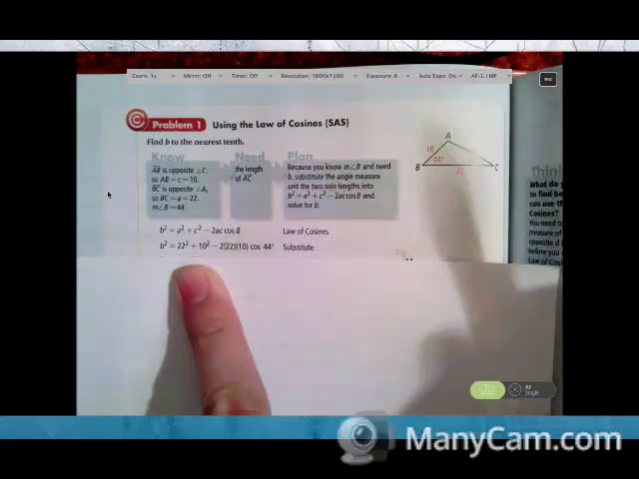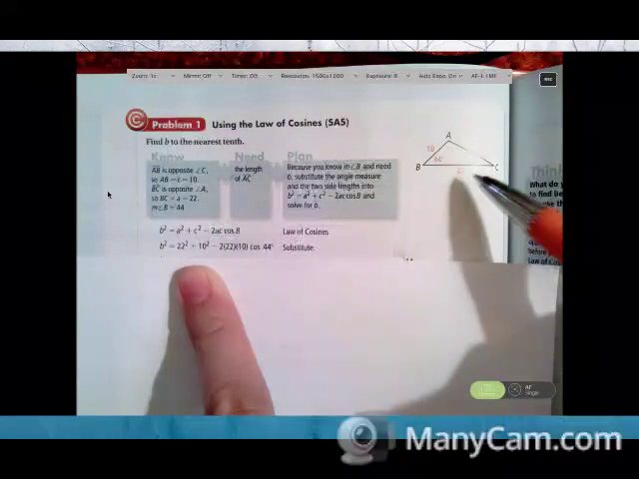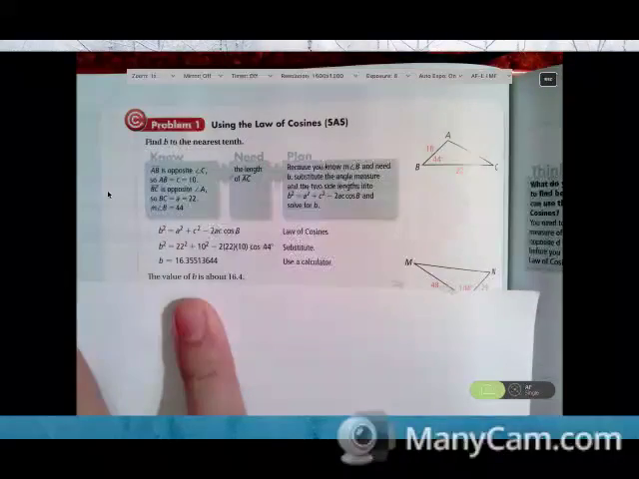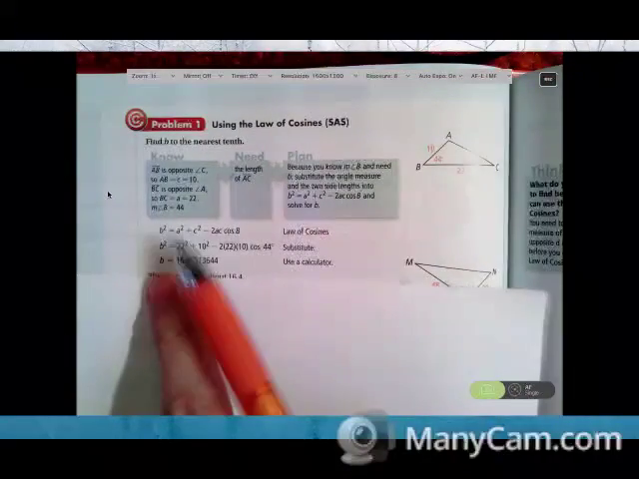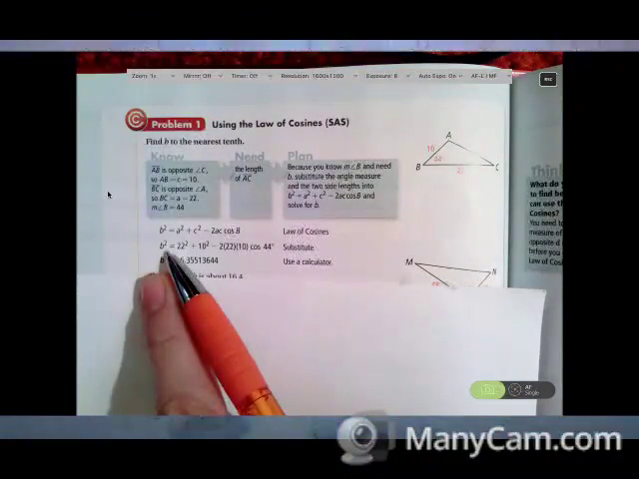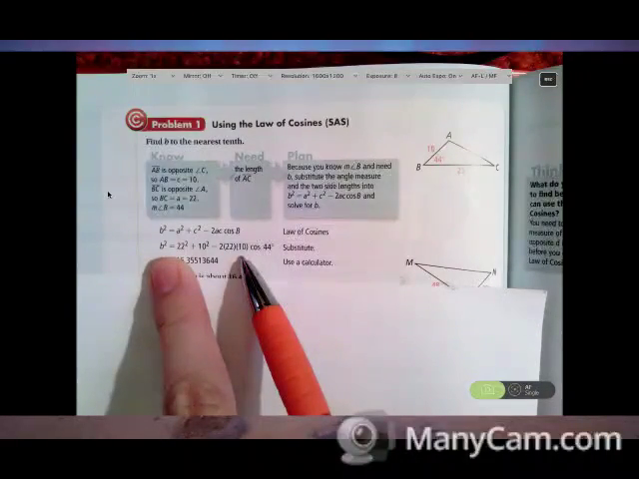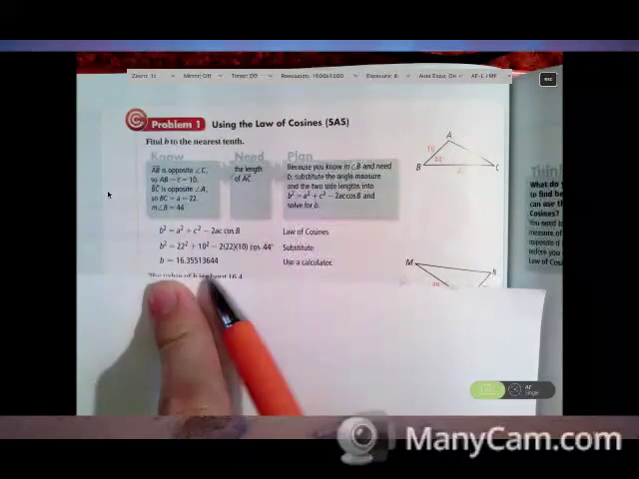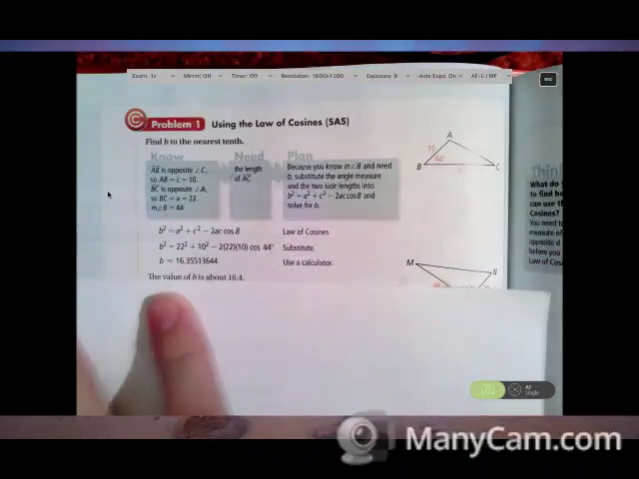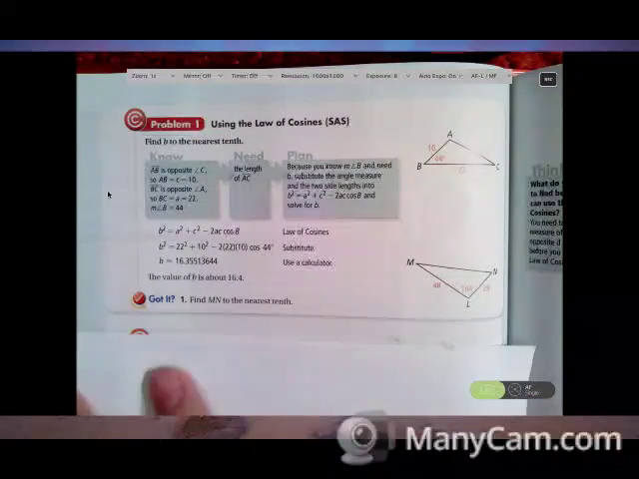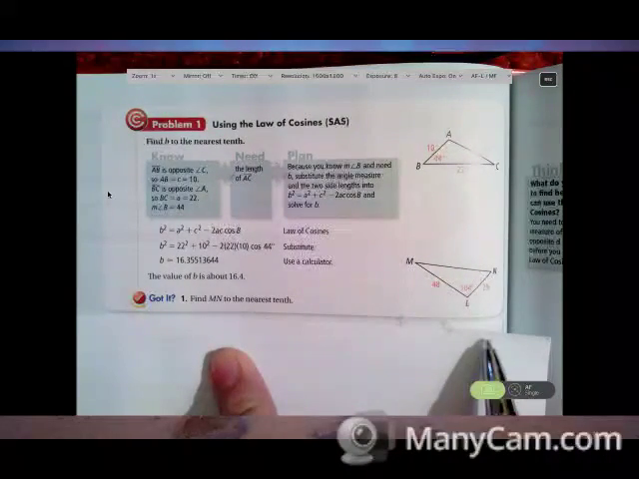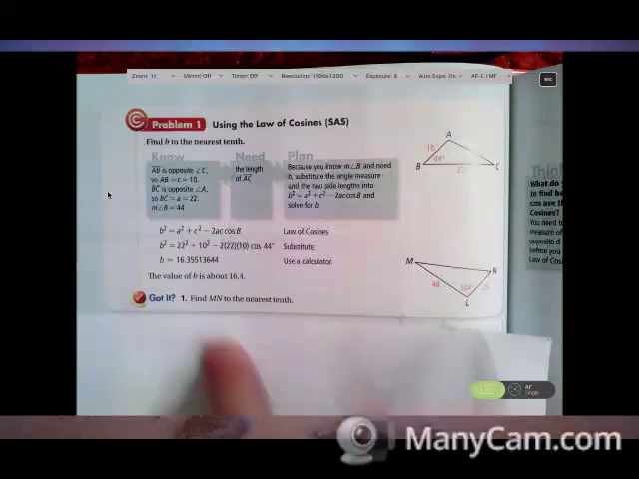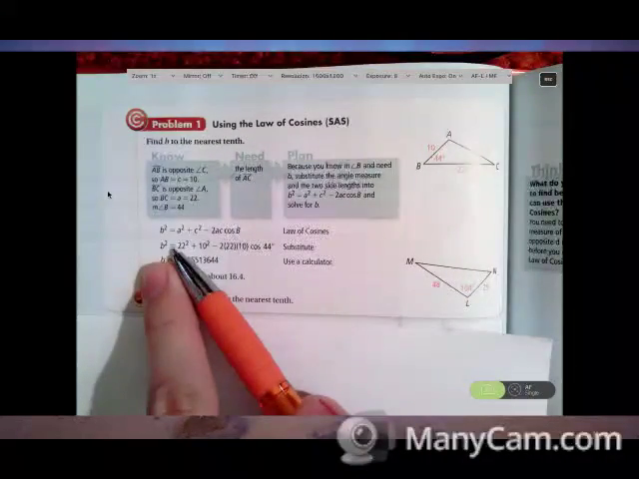So a is 22, c is 10. When I solve for everything, remember this is for b squared. Whatever this answer is, you've got to take the square root. So then you're left with b equals about 16.4. All right, so try to find MN to the nearest tenth. Remember, you're solving for the square, so you must take the square root.